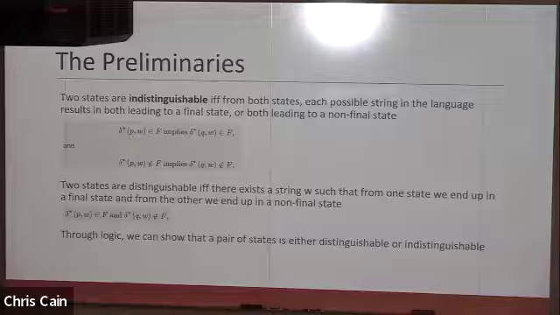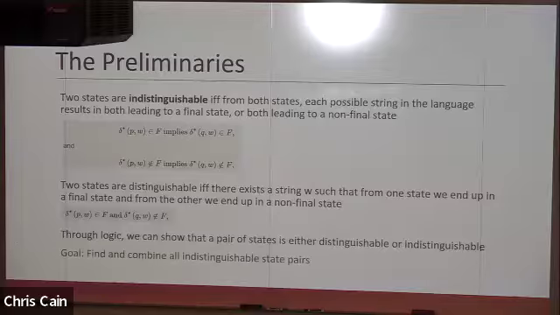If we could somehow go through a process that showed every state pair that is possibly distinguishable, then those that remain would be indistinguishable. That's what we're going to do. So the goal of this algorithm is to find and combine all indistinguishable pairs, but we're going to do it through asking about distinguishability, eventually concluding indistinguishability. Questions so far? Does the concept of the algorithm make sense? Kind of the preliminaries of the algorithm?